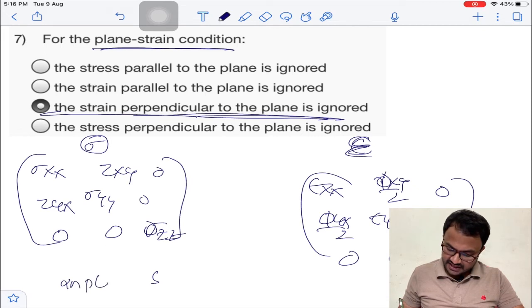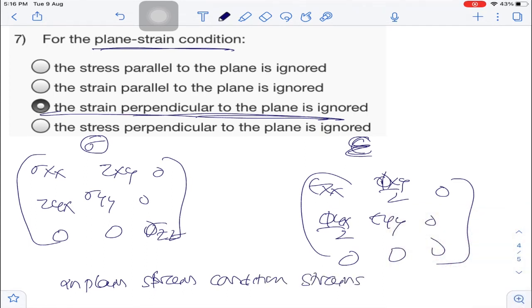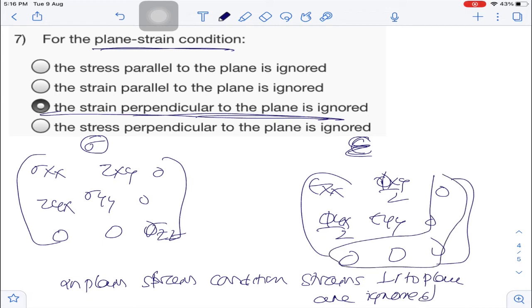So in plane strain condition, strains perpendicular to the plane are ignored. Okay, so these values can be neglected. These are all related to Z.